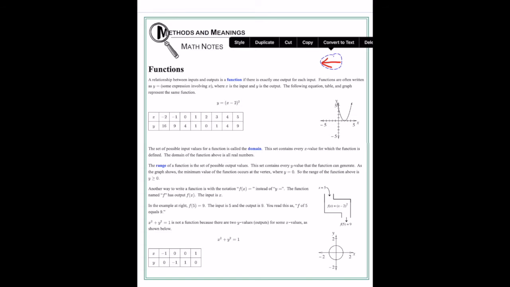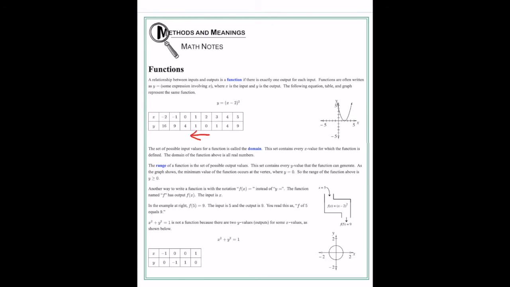Functions are often written as y equals some expression involving x, where x is the input and y is the output. The following equation, table, and graph represent the same function. So here we got x is equal to negative 2, negative 1, 0, 1, 2, 3, 4, and 5, while y in correspondence are 16, 9, 4, 1, 0, 1, 4, 9. And so that's the graph of this relationship, or a function actually, called y equals quantity x minus 2 squared. Here's the graph of that right there. That's the way that the graph looks for y equals x minus 2 squared, and it's actually the shape of a parabola.